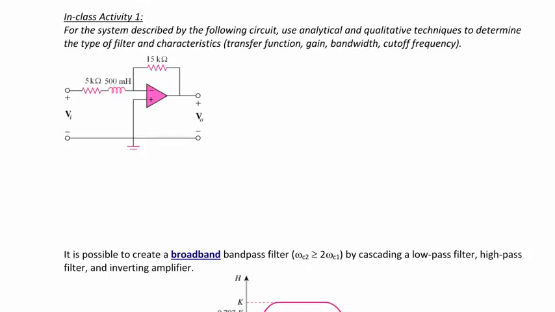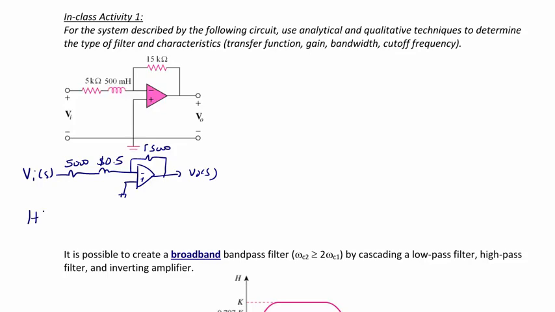For the system described by the following circuit, use analytical and qualitative techniques to determine the type of filter and characteristics such as transfer function, gain, bandwidth, and cutoff frequency. So the first thing we could do is redraw this circuit in the frequency domain. So we have the input Vi of s, the capacitor, which is 5,000, the inductor s times 0.5, and the positive terminal is tied to ground, and the feedback resistor is 15,000, and the output V naught of s.